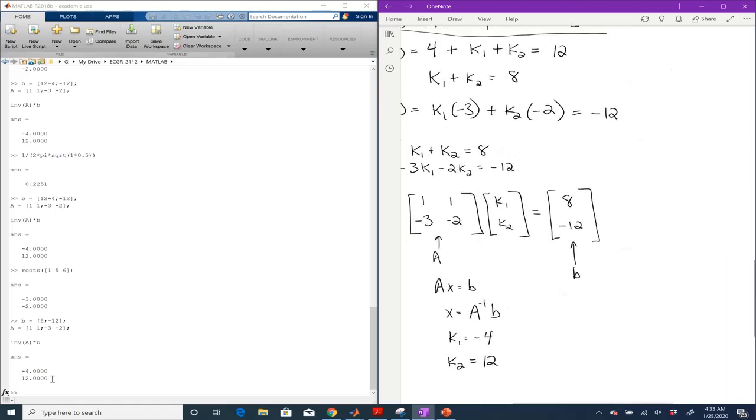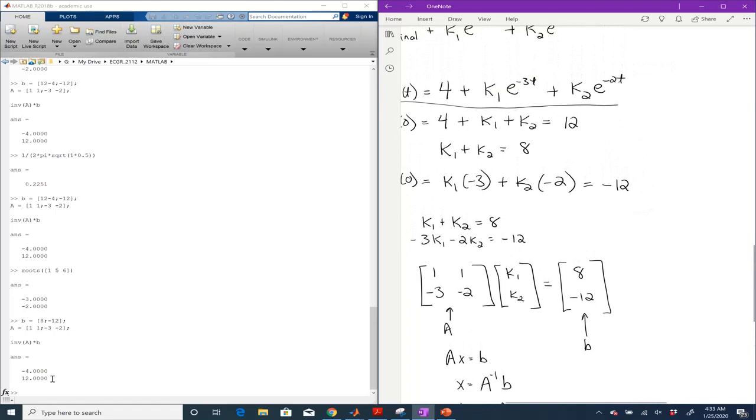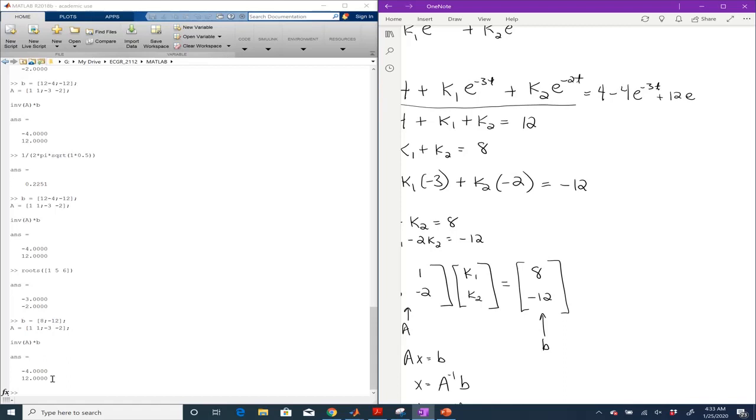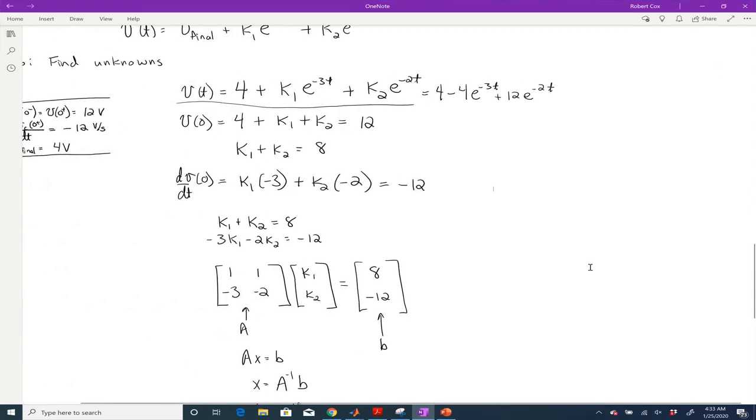So that tells me that this is 4 minus 4e to the negative 3t plus 12e to the minus 2t. Okay? That now is my final answer.